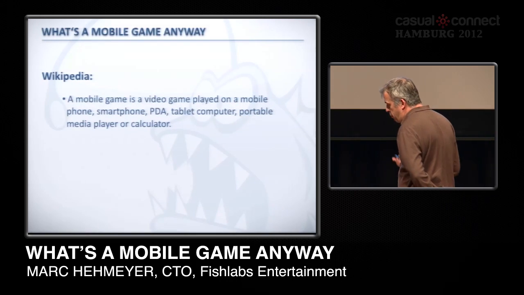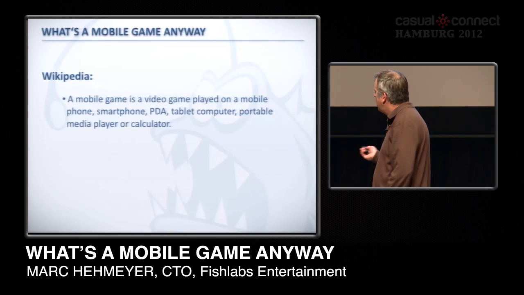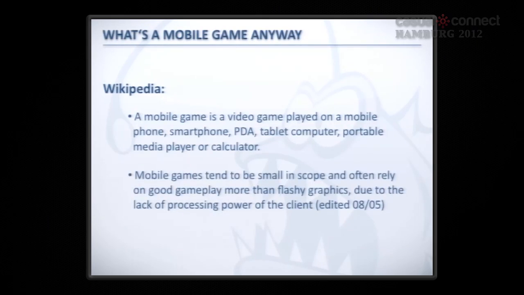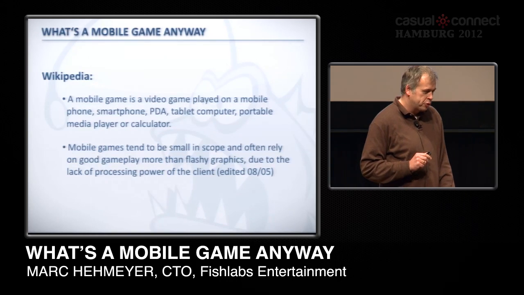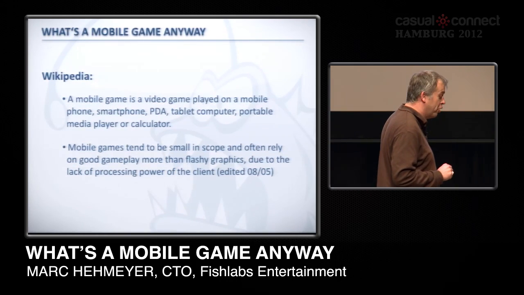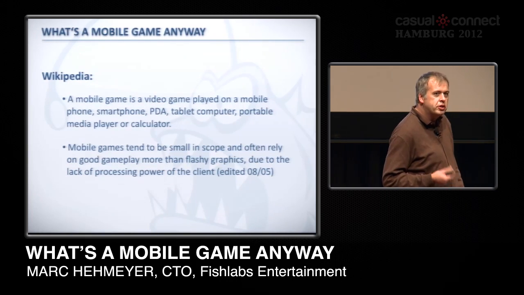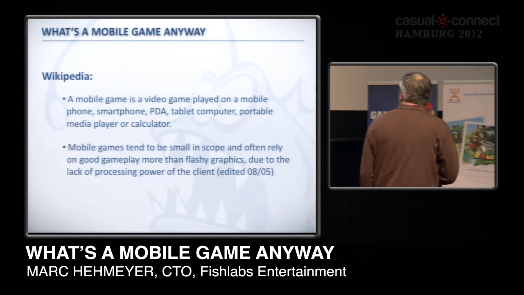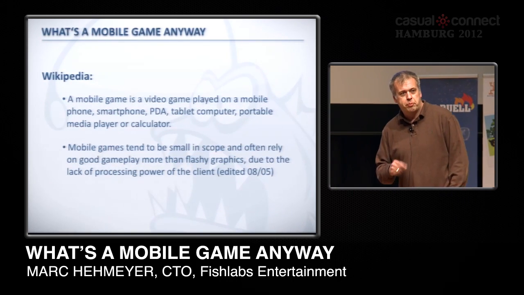But then another sentence struck me in the Wikipedia article, and this is this one. Mobile games tend to be small in scope and often rely on good gameplay more than flashy graphics due to the lack of processing power of the client. This was edited in August 2005, so seven years ago. And what really strikes me, what's wrong with this from our perspective, is that it's small in scope. This is definitely not true, especially for our games.